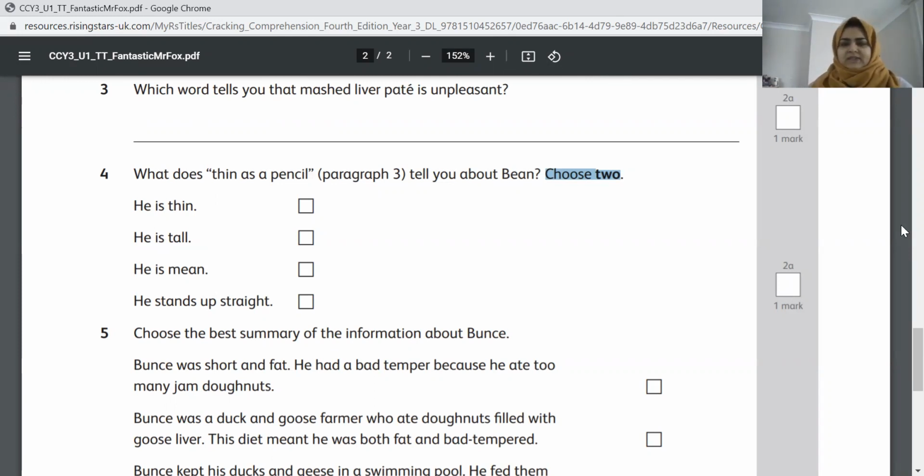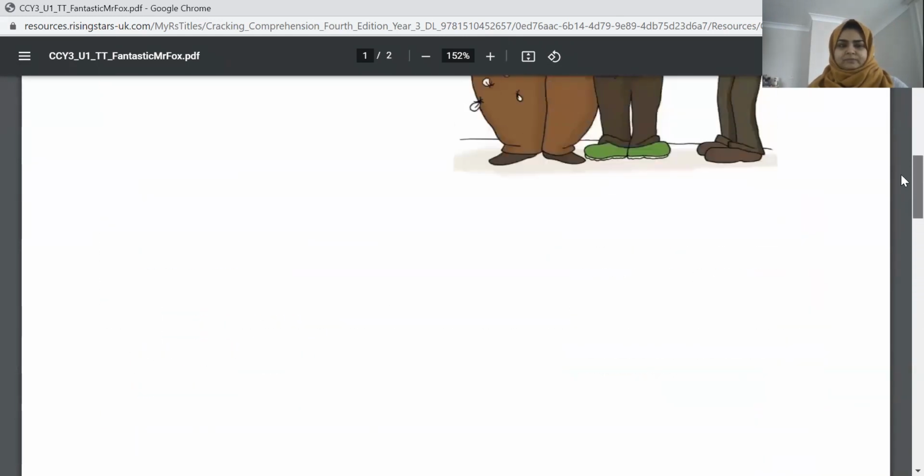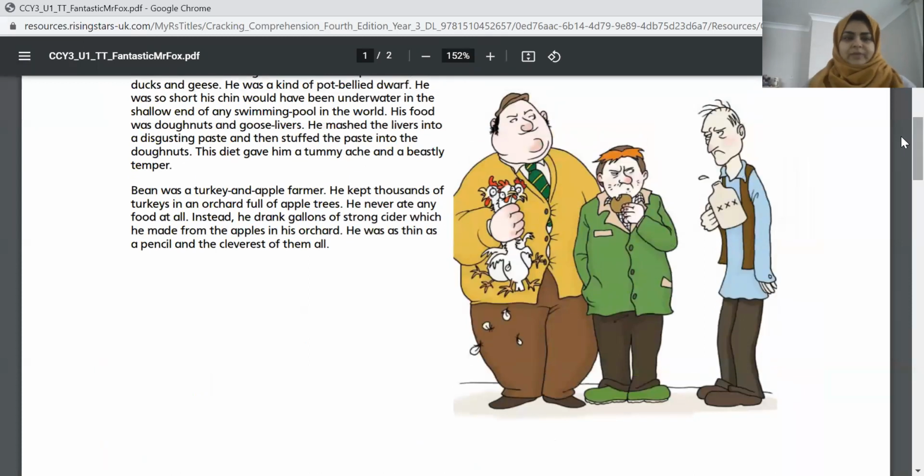So now think about a pencil. What does it look like? And now let's go back to paragraph 3 and read about Bean. So it says, Bean was a turkey and apple farmer. He kept thousands of turkeys in an orchard full of apple trees. He never ate any food at all. Instead, he drank gallons of strong cider, which he made from the apples in his orchard. He was as thin as a pencil and the cleverest of them all.